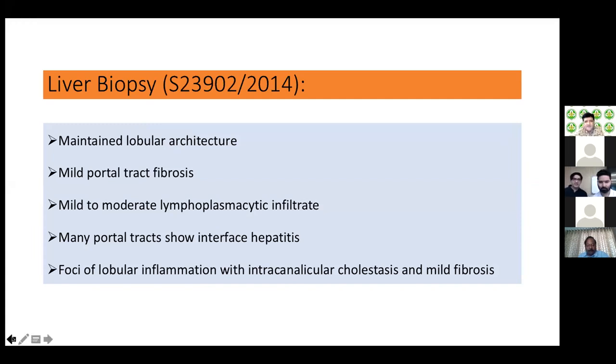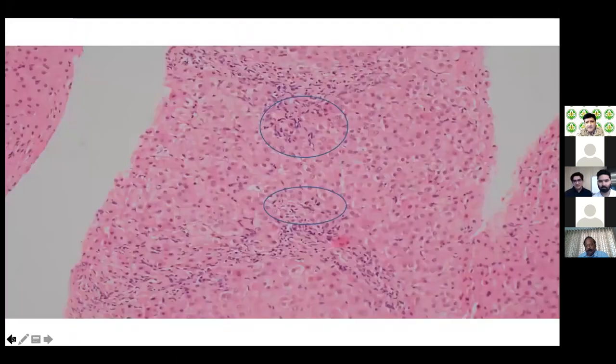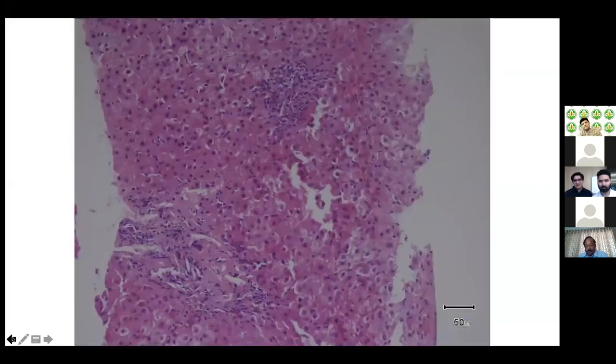Sir, the presence of this portal infiltrate with lymphoplasmacytic infiltration and interface hepatitis is quite characteristic of autoimmune hepatitis. Not many other conditions are associated with lymphoplasmacytic infiltrates in the portal tract along with interface hepatitis.